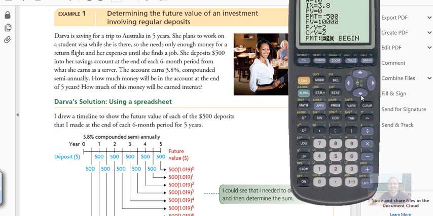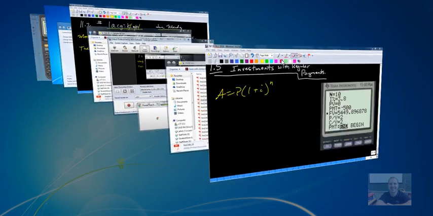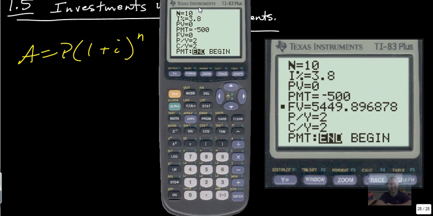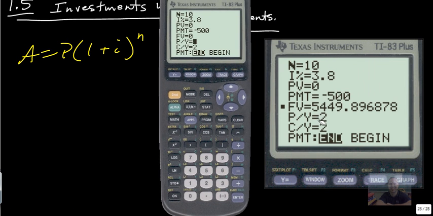The future value, I guess that's what we're looking for. I don't think you can leave it clear, actually. So just leave it as 0. Payments per year is 2, and compounding period per year is 2. So let's see, is that what we have from my clipped screen? Is that the same? Okay.